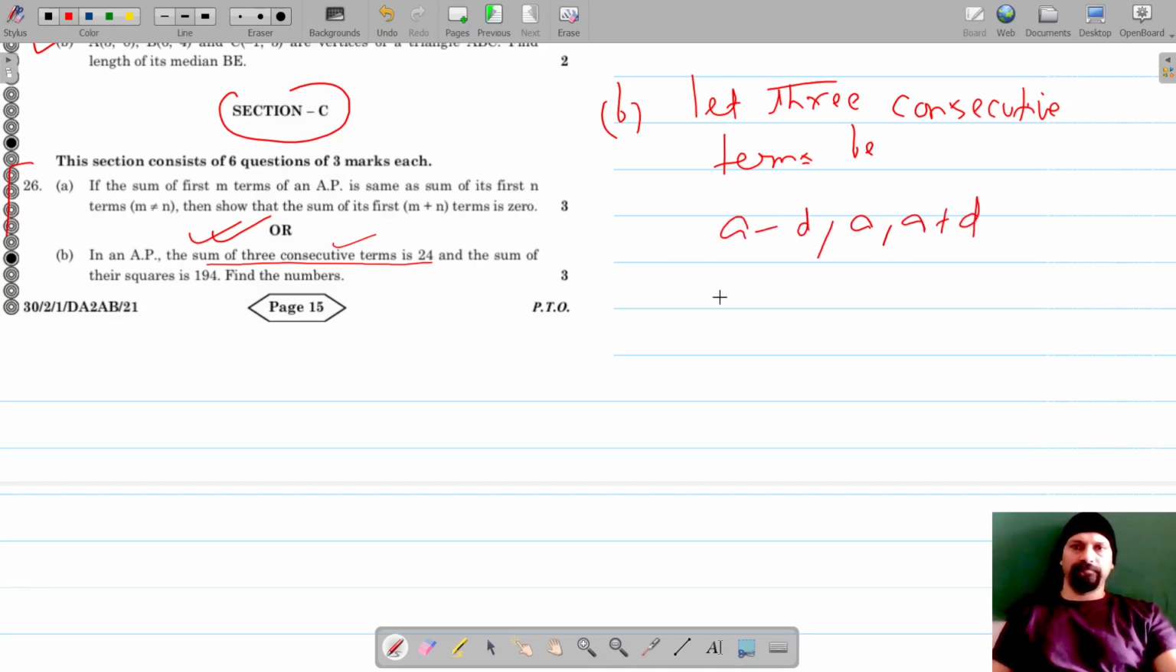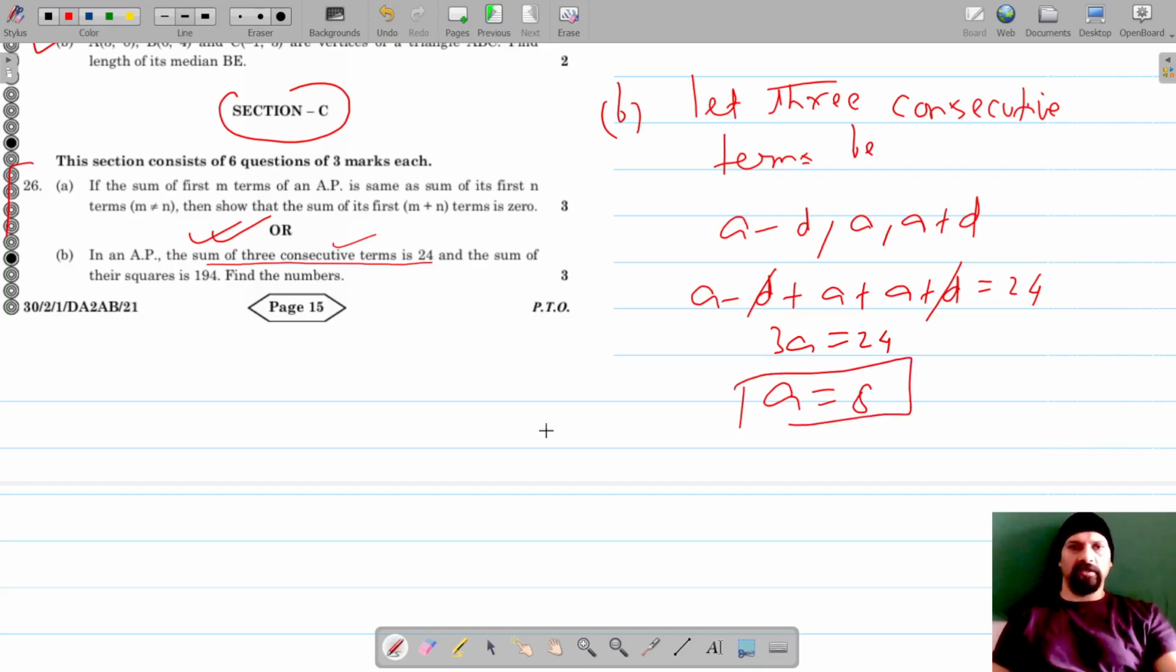So the first information is that a minus d plus a plus a plus d, the sum of these three terms, is 24. So d and d get cancelled, which gives us 3a is equal to 24, and the value of a is 8. Now, further, the sum of their squares is given.